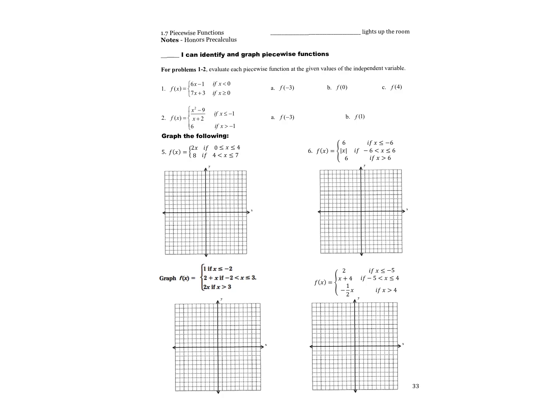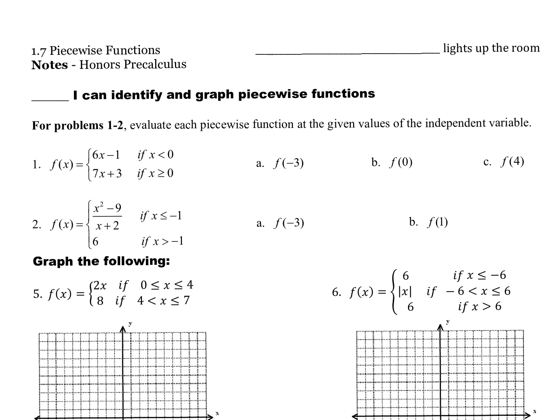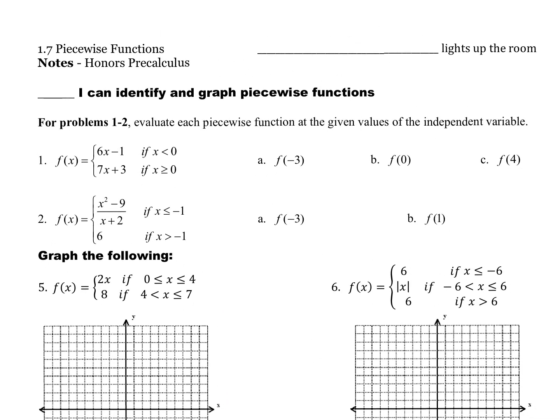We're on page 33. A piecewise function is just graphs that might not be continuous. Or they could be. But if I give you this function, and I say, hey, this function exists as 6x minus 1 if x is less than 0, but then it's 7x plus 3 if x is greater than or equal to 0. Which one would we want to plug a negative 3 into? The top one or the bottom one?